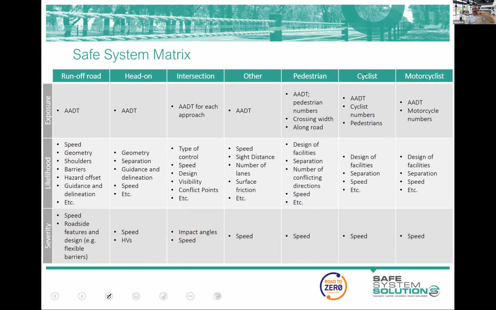So this is the Safe System Assessment Matrix, and a matrix being a table, essentially. And you'll see there that the matrix of the table there has 3 rows. And the rows are exposure, likelihood, and severity. So that's good. Makes sense as to why we were talking so much about exposure, likelihood, and severity. And the columns are those crashes that I mentioned: run-off road, head-on, intersection, other, pedestrian, cycles, motorcycles.